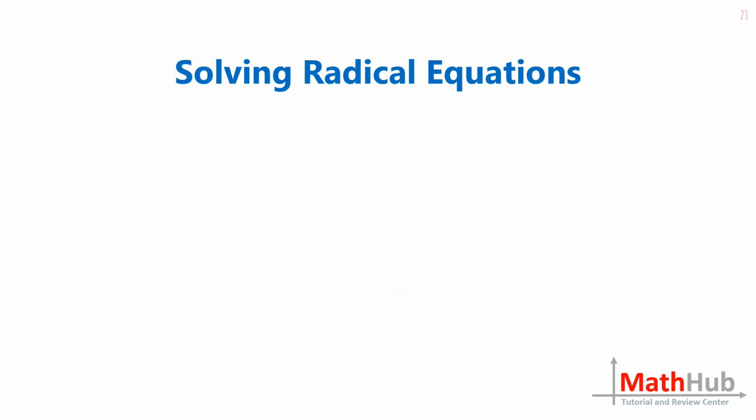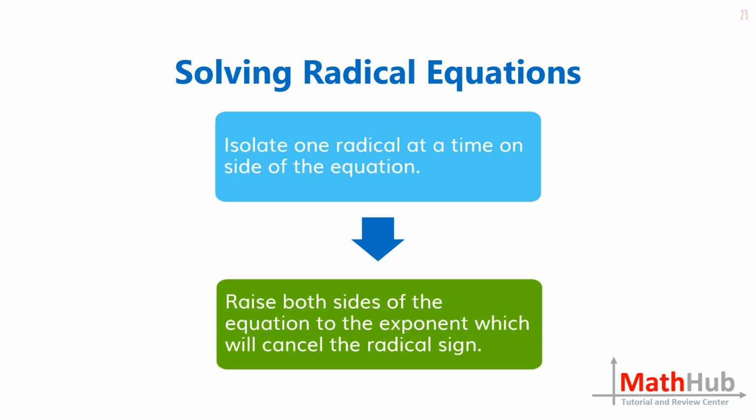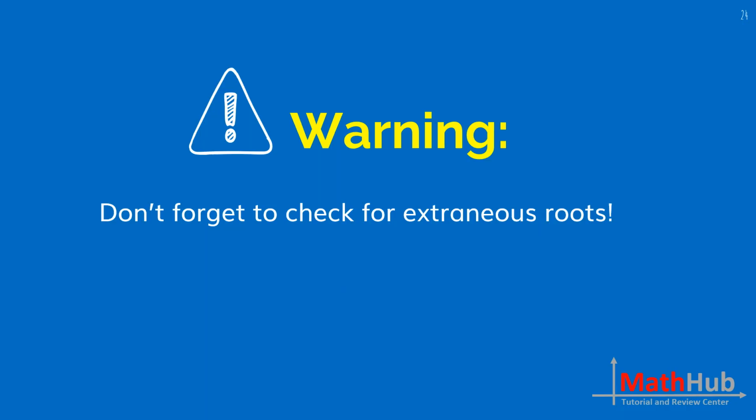Let's now proceed with solving radical equations. For radical equations, our goal is to eliminate the radical sign. But first, how will we do that? We have to isolate one radical at a time on one side of the equation. And then, remove the radical sign by raising both sides of the equation to a given exponent.